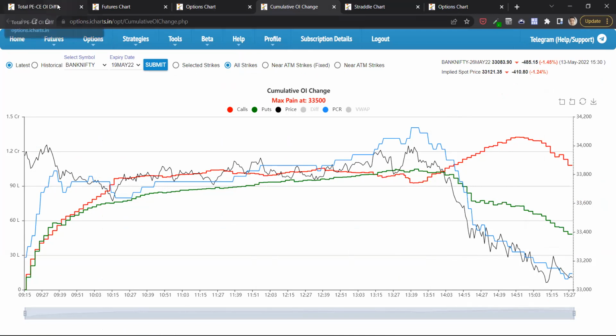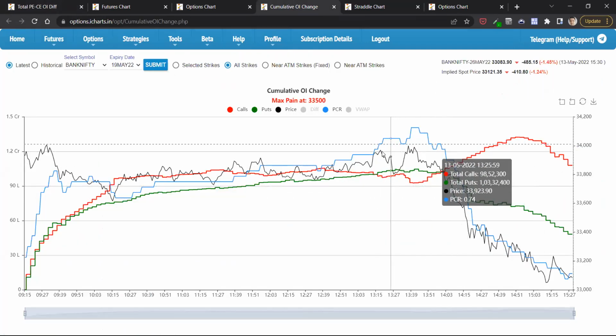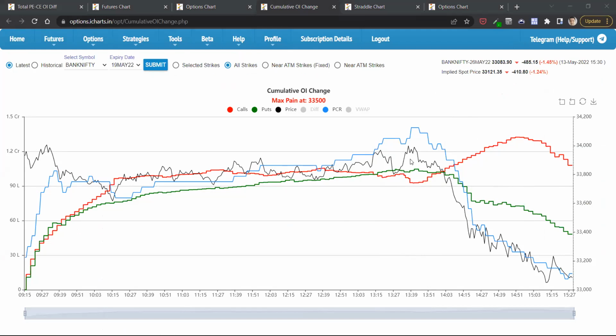By that time, PCR had also dropped quite a lot, and it gave an indication for almost 20 minutes. It started going down because here itself, if you see, as I was showing, the flat area, if you are monitoring it, got broken down over here. I think it's fair to say it was almost the same time. They dropped below this consolidation around 14.5, 14.6 itself.